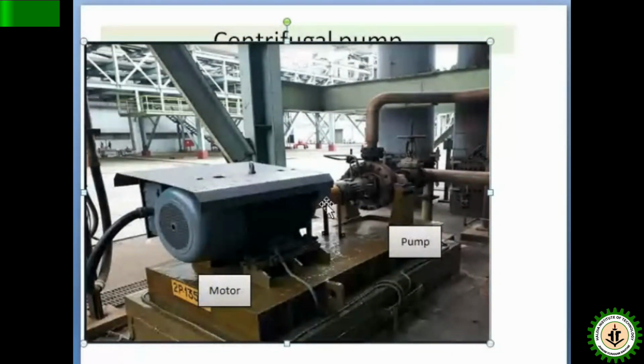The motor is imparting energy through the shaft to the fluid. When this fluid is moving through this volute casing, the kinetic energy is gradually getting converted into pressure energy. So maybe a pump is designed for a differential pressure of 5 kg. That means if the suction pressure is 1 kg, the discharge pressure will be 1 plus 5, 6 kg. So it is boosting a 5 kg pressure.